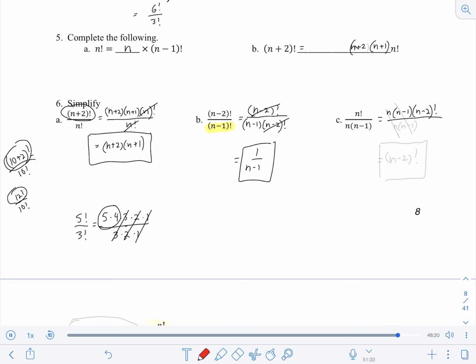Now, that factorial represents that I could continue this on and on and on all the way down to 1. But in this case, my goal is to simplify. So I'm going to stop there, and I'm going to let these things that are common cancel. And so this is just n minus 2 factorial.